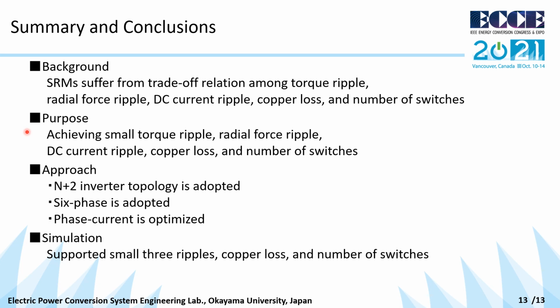To achieve this purpose, these approaches are introduced. First, the N+2 inverter topology was adapted. Second, the 6-phase switched reluctance motor was adapted. Third, the phase current waveform was optimized. Then, the simulation supported the small ripples, copper loss, and number of switches.